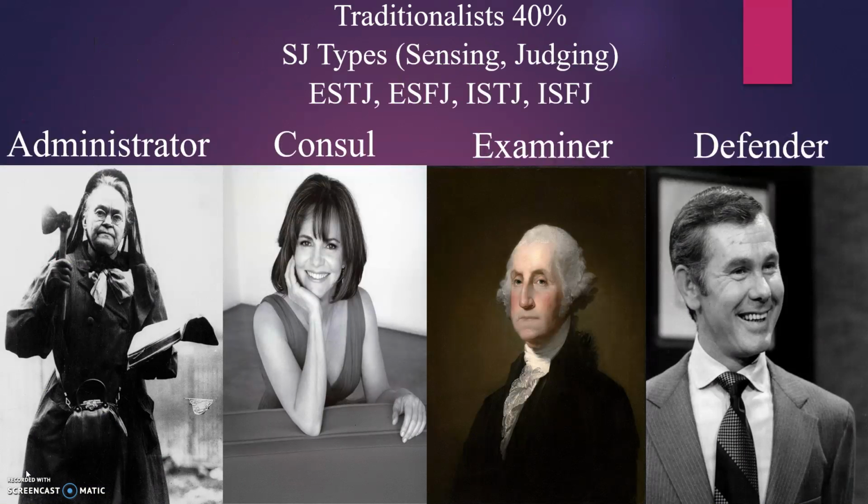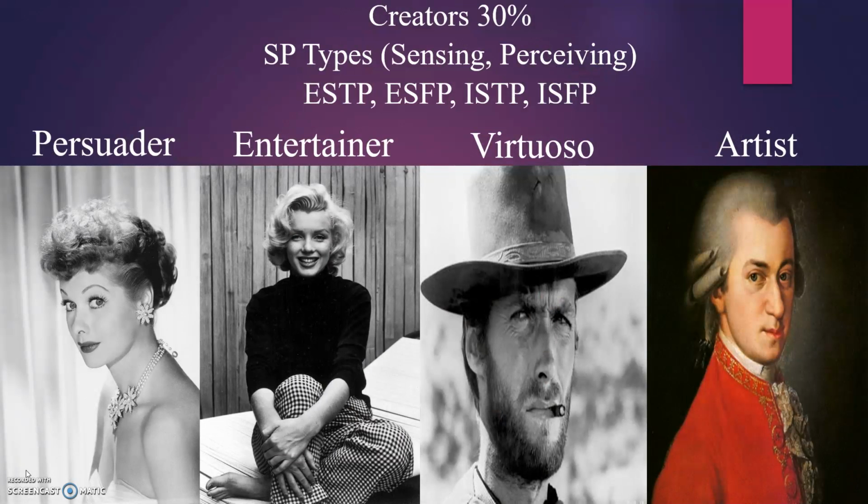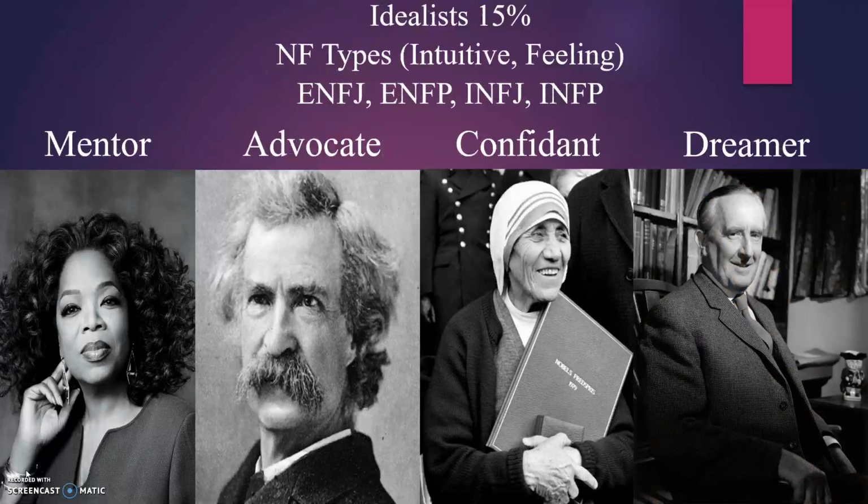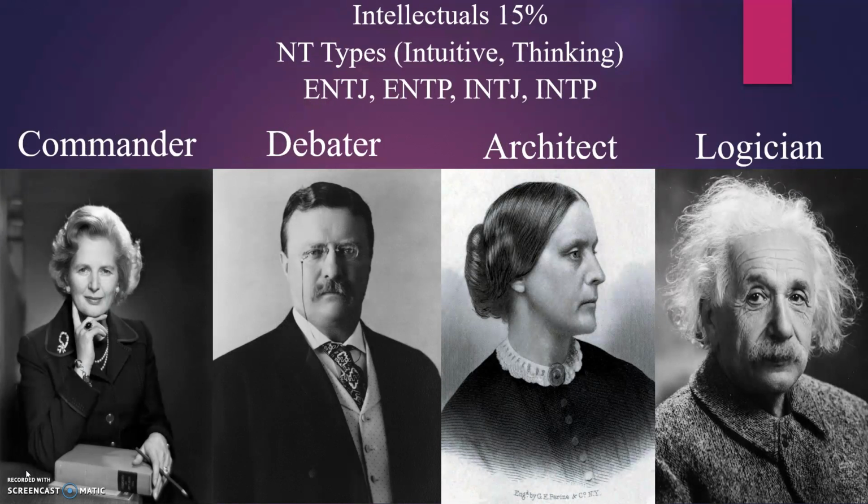So here's some examples of what the traditionalist type looks like. It's the SJ types, making up 40% of the population. Next up, the creator types, with 30% of the population. The idealist types, with 15% of the population. And the intellectual types, also with 15% of the population.